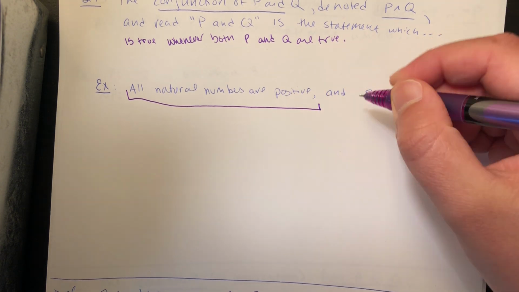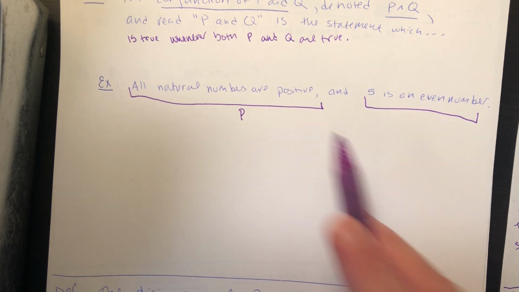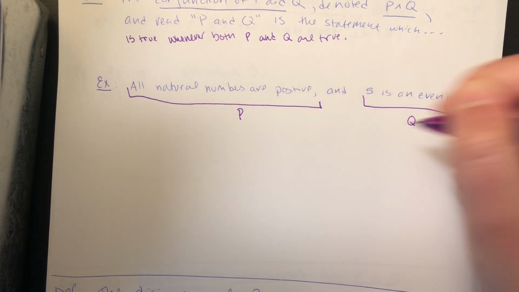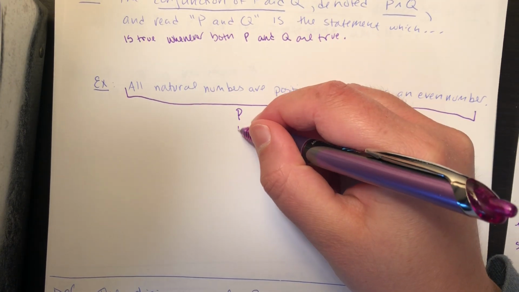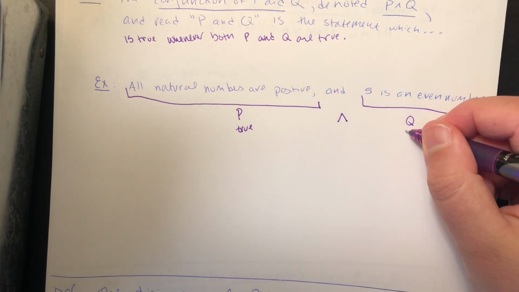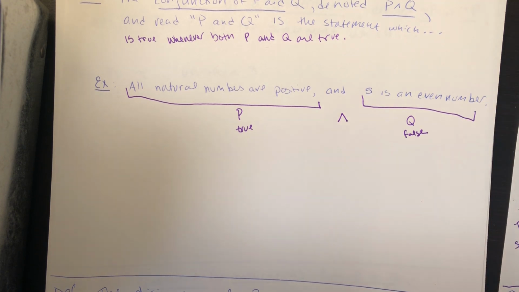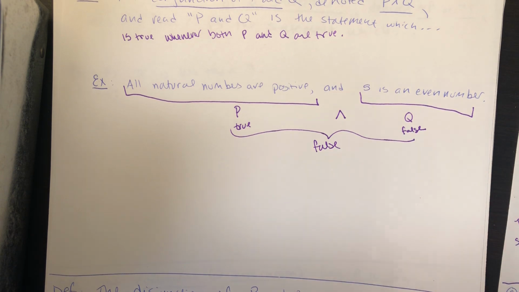We can diagram this. We can turn this into symbols by calling this first statement P. So P would be the statement all natural numbers are positive. Q would be the statement 5 is an even number, and it's connected with an and, which we use that little wedge symbol for. So overall, P is going to be true. All natural numbers are positive. Natural numbers are 1, 2, 3, 4, etc. But the statement Q would be false here. 5 is not an even number. It's a false statement. And so overall, this whole conjunction we would consider to be false. So we would say the entire and statement is going to be false because we need both the P and the Q part to be true.